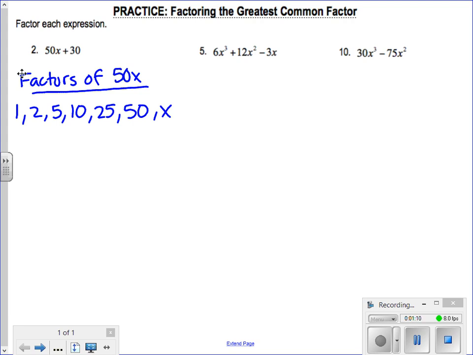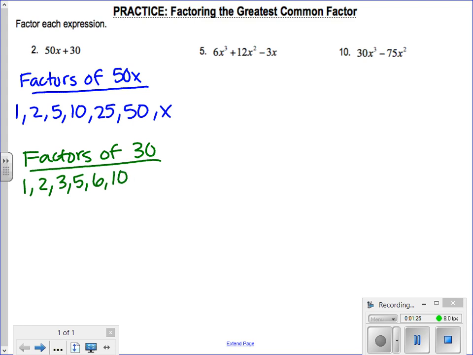Now let's make a list of factors of 30. Well, the numbers that go into 30 are 1, 2, 3, 5, 6, 10, 15, and 30. So I need to find the largest number between both of those lists. It looks like 10 and 10. So it looks to me that the GCF between 50x and 30 is just 10. 30 doesn't have an x, so there's no x in common.